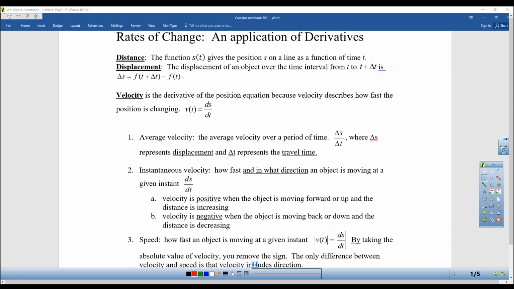Hi, everyone, and welcome to Rates of Change, our first application of derivatives. This is the biggest and most important application of derivatives that we're going to learn. On the AP Calculus exam, there are 6 open-ended questions, and this is always one of them. So we're just barely going to touch on more like an introduction today.